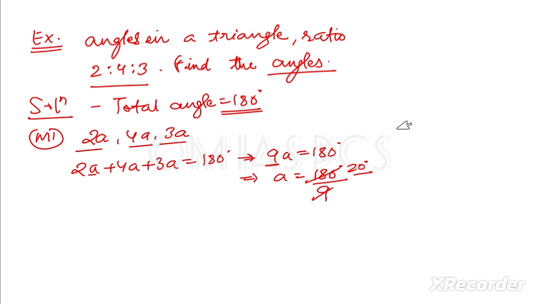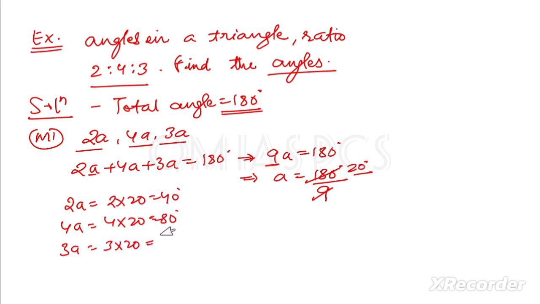Right now we are not getting the angles; this is only the value of a. Now the angles: 2a is 2 multiplied by 20, that is 40 degrees. Then 4a is 4 multiplied by 20, that is 80 degrees. And finally 3a is 3 multiplied by 20, that is 60 degrees. So this is your first method. You can consider the value as a or x or b, whatever you want. Second method is what?